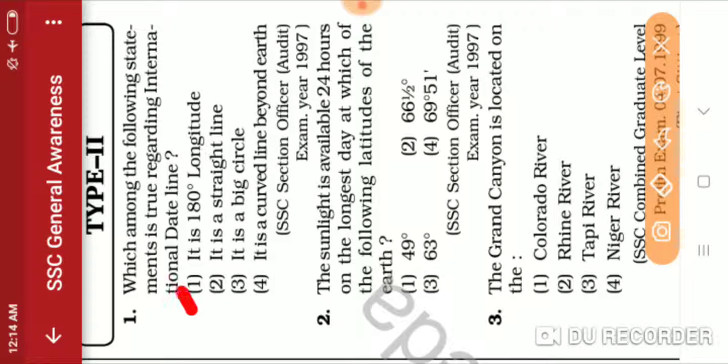Fine. So the answer is number 1. And also you know that 0 degree, which passes through Greenwich, London, is the international timeline. And the dateline is 180 degree. And also you know that the 180 degree longitude is bent 4 times.